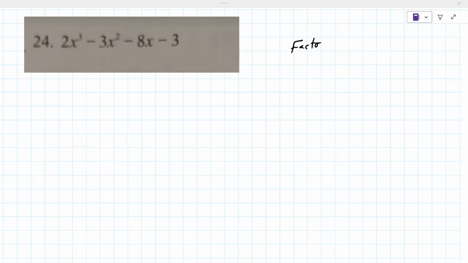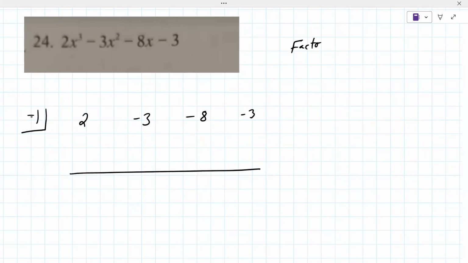All right, so here's what we're going to do here. We're going to put this -1 in the box, and then we're going to write the coefficients 2, -3, -8, and -3 to the right of it, and then a line right here. If you're wondering where this comes from, that's the x cubed, that's the x squared, that's the x, that's the constant.